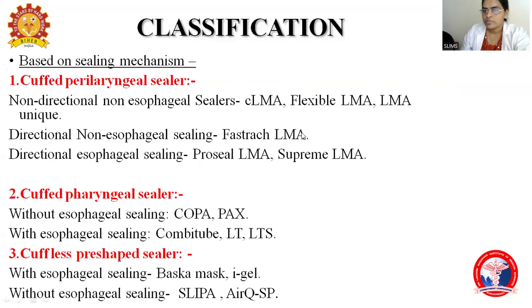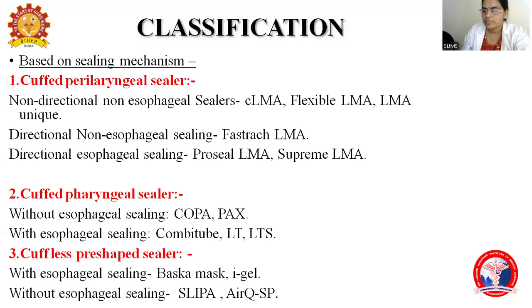Based on the sealing mechanism, they are classified as cuffed perilaryngeal sealers, non-directional, non-esophageal sealers, which include the classic LMA, flexible LMA, and LMA Unique. Directional non-esophageal sealing includes the Fastrach LMA. Directional esophageal sealing is the ProSeal LMA and Supreme LMA. Whereas the cuffed pharyngeal sealers, without esophageal sealing, are examples like the COPA, which is the cuffed oropharyngeal airway, and the PAX. Slowly we'll learn about all of these.